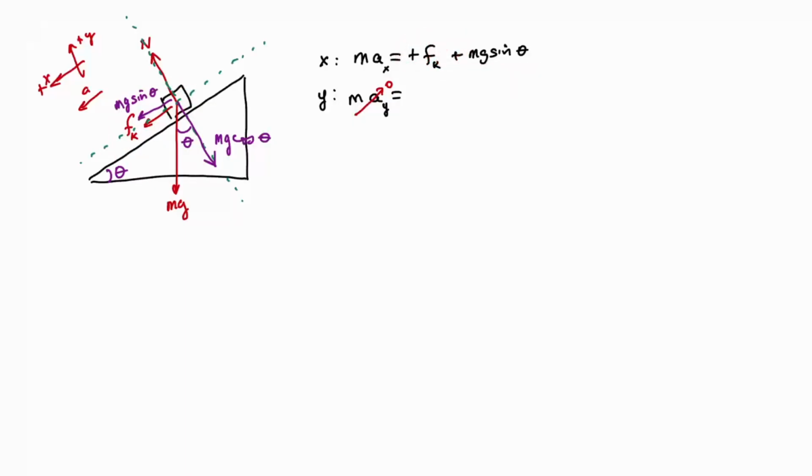Okay. What about the Y direction? Again, we're just sort of looking here, right? So what have I got? Normal and, how many times have I lost points on getting cosine and sine flipped?